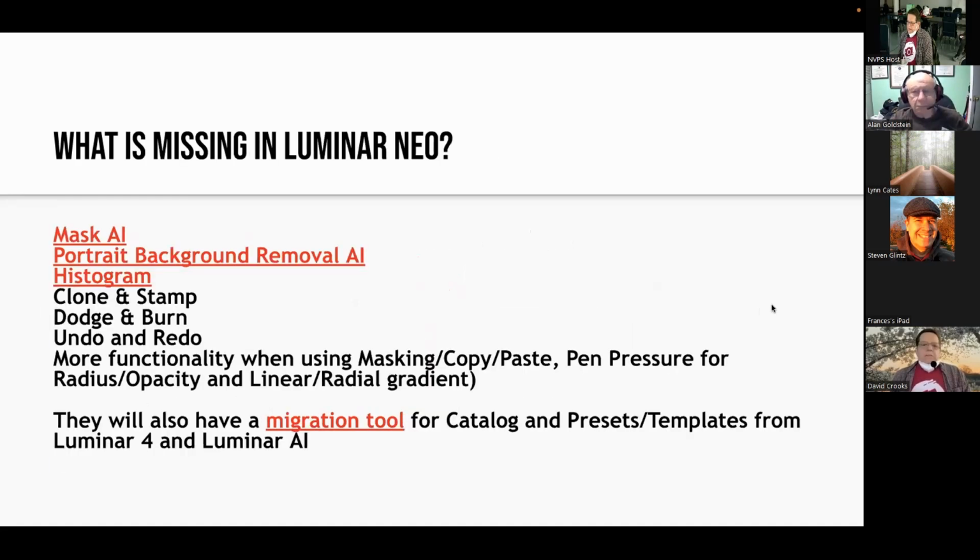As for what is missing right now: the masking AI, the portrait background removal AI, and the histogram hopefully will be coming out soon. There are also some critical editing tools that should be there but are missing, like clone and stamp, dodge and burn, undo and redo. They are working on a creation tool for the catalogs and for the presets and templates from the previous versions.